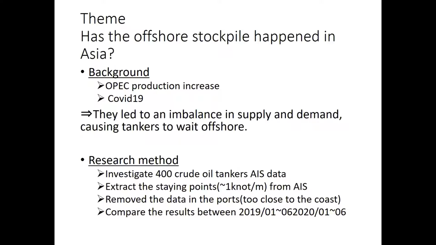Firstly, 400 crude oil tankers were included in the study, and we extracted the staying points, which means the speed over ground is under 1 knot, from AIS. But we removed the data in the ports because they are too close to the coast. We compared the results between the former half of 2019 and the former half of 2020.